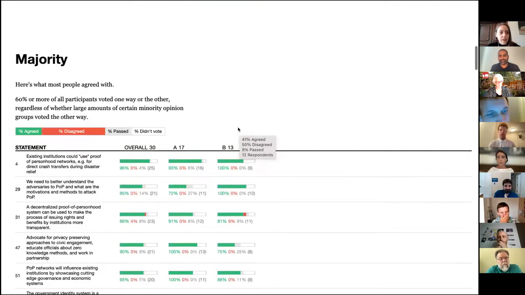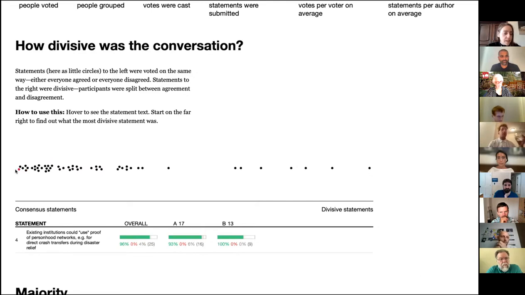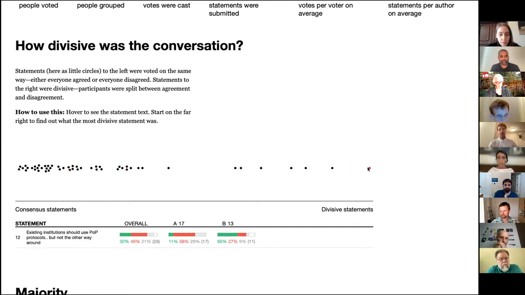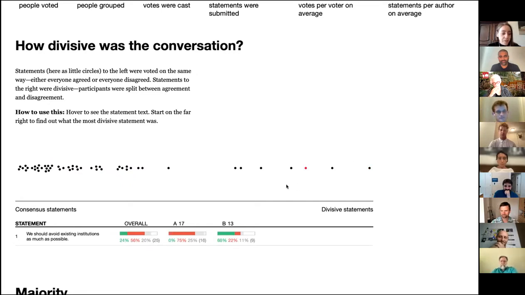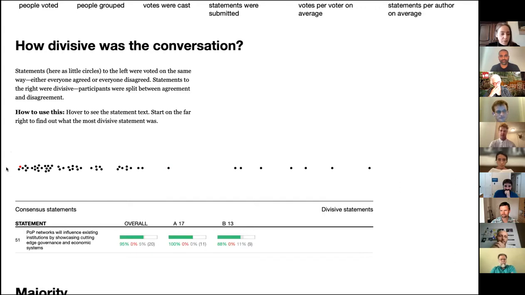So now let's look at where we have consensus or divisiveness. Here in this bar, we have dots, and the dots on the right show the most divisive statements. The ones on the left show the consensus statements. So we can see that we have a lot more consensus than disagreements. The most divisive statement is: existing institutions should use proof of personhood protocols, but not the other way around. Do not rely on existing institutions. We should avoid existing institutions as much as possible. I think that's to be expected, and we probably have a lot of people over here who are living under governments who are not very respectful of democratic rights and human rights. So I think this is a result that was to be expected.